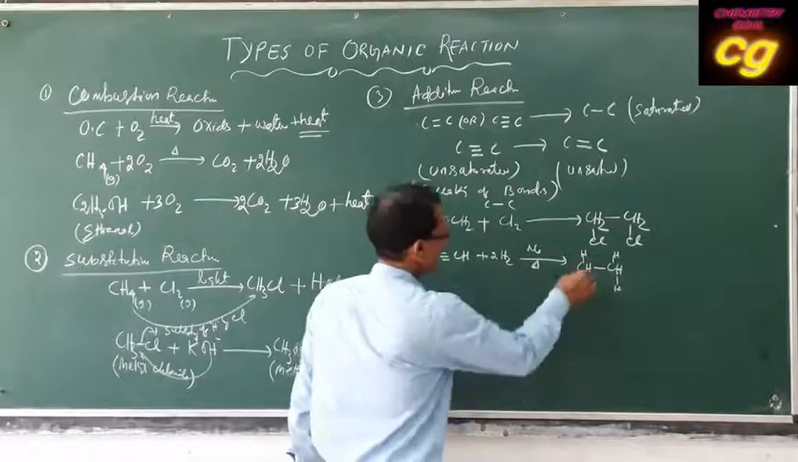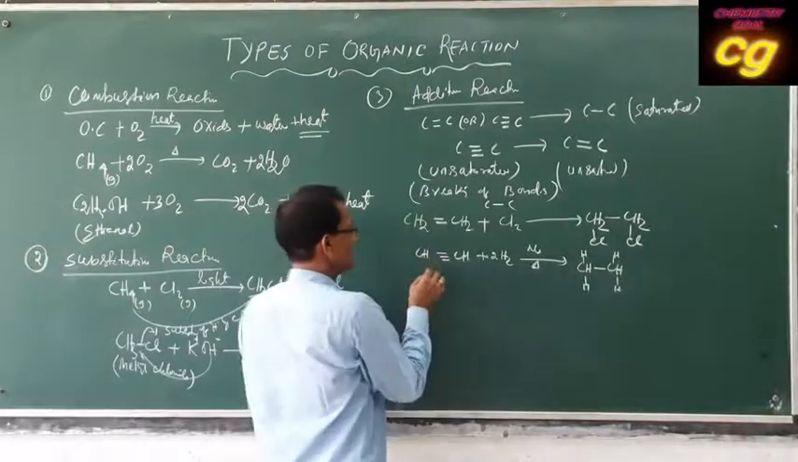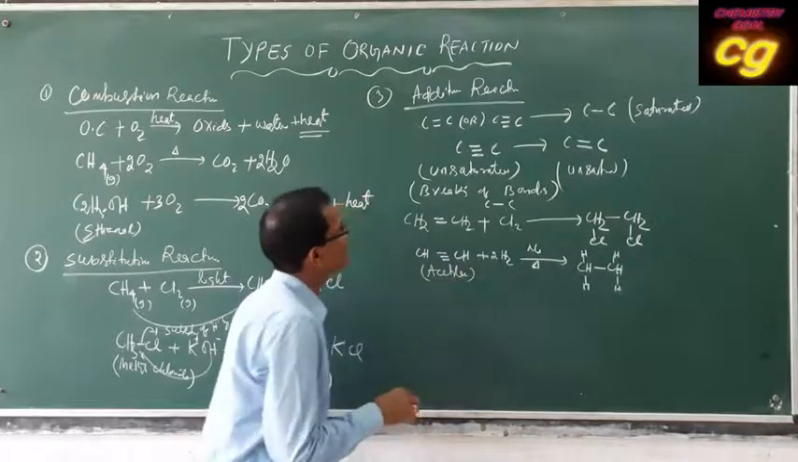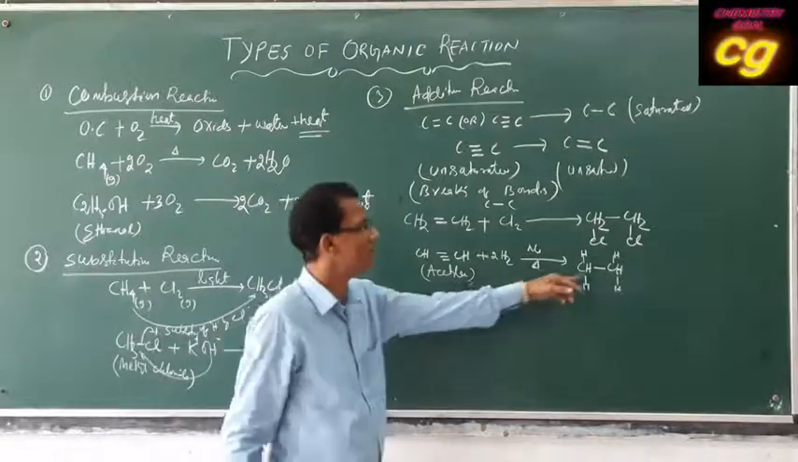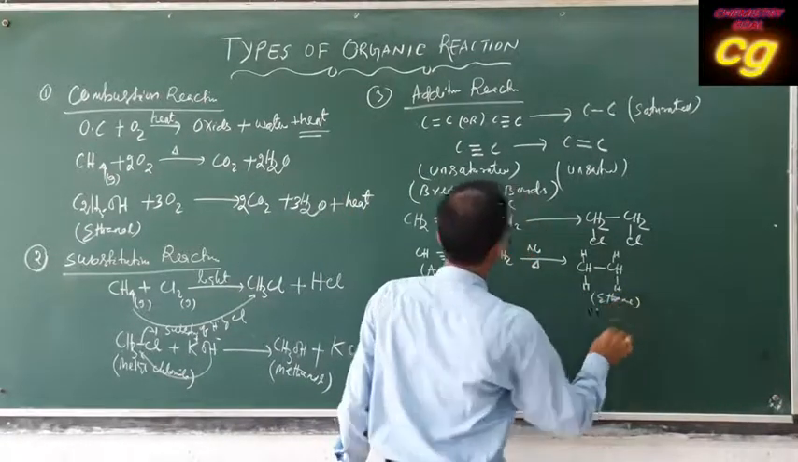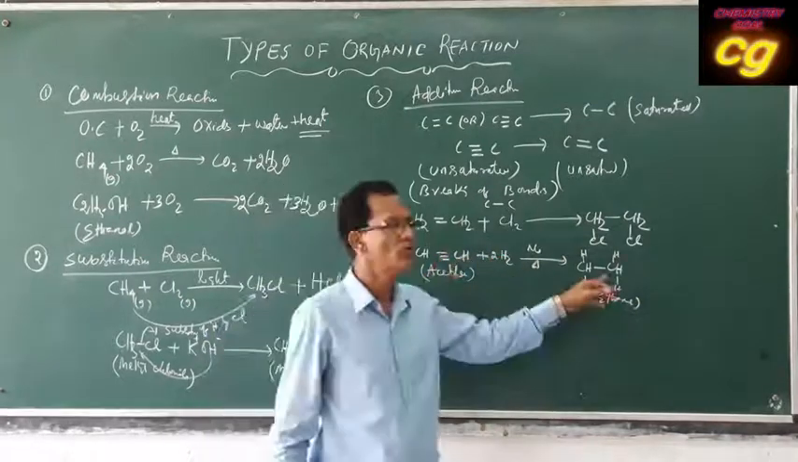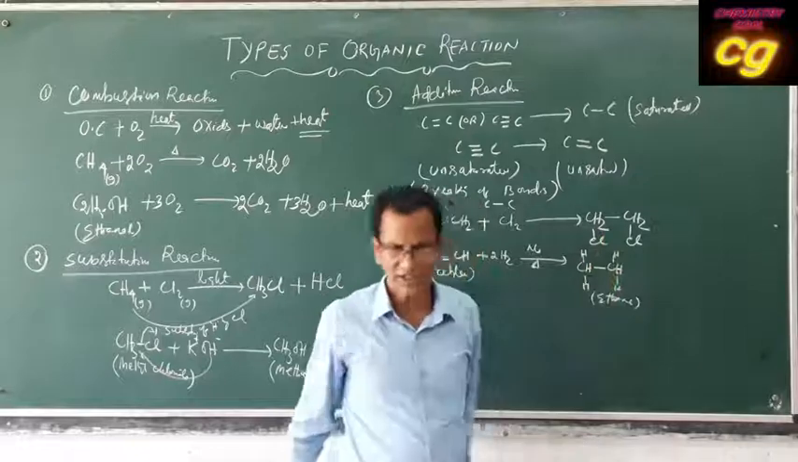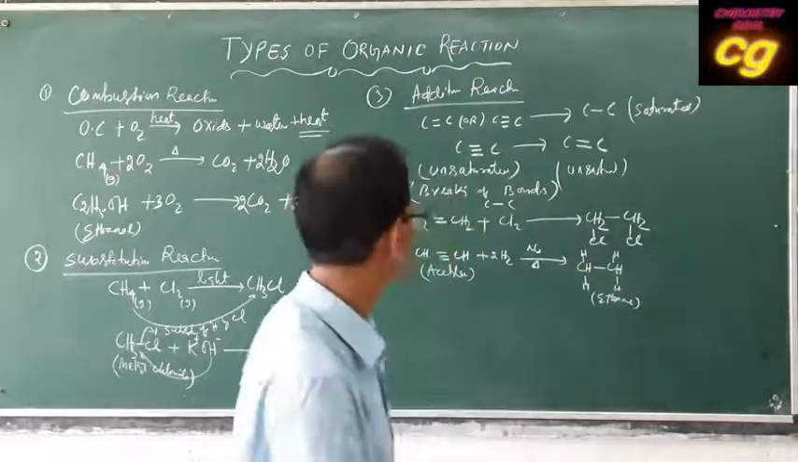Now you see, it is acetylene, but it becomes ethane. So triple bond converts to single bond, double bond converts to single bond. This change is called addition reaction.